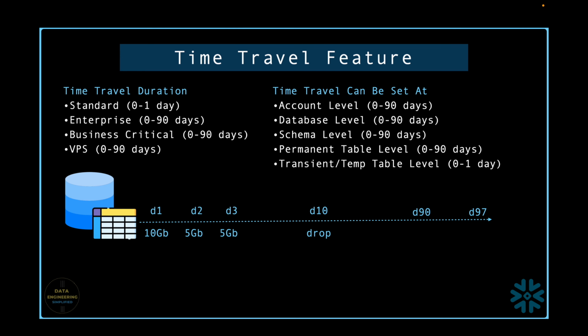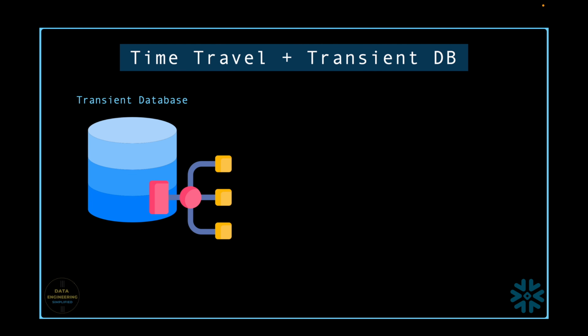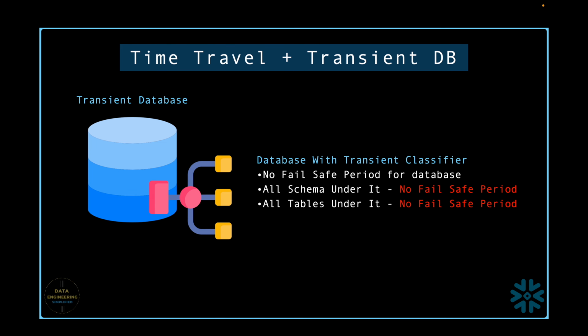There is one alternative to ensure that people do not create a permanent table even by mistake. If you create a transient database for your development or learning activities, the database will not have any fail-safe period, all the schemas under this database will not have a fail-safe period, and all the tables under those schemas will also not have any fail-safe period.